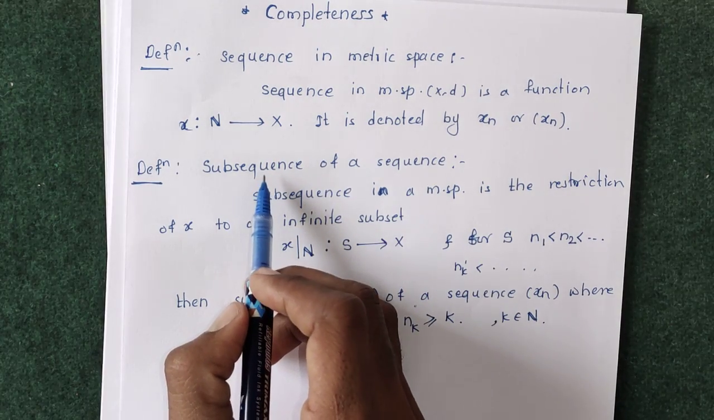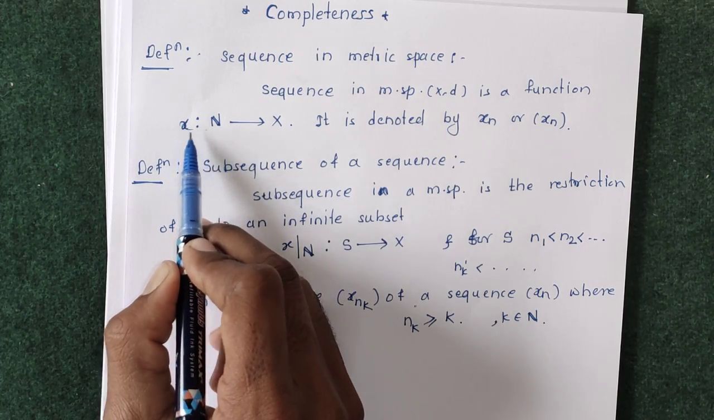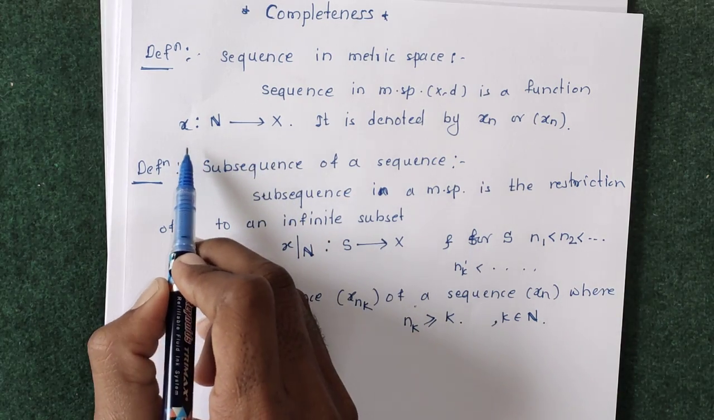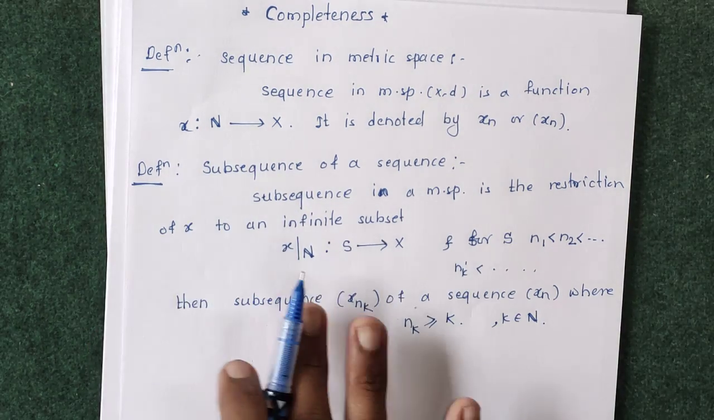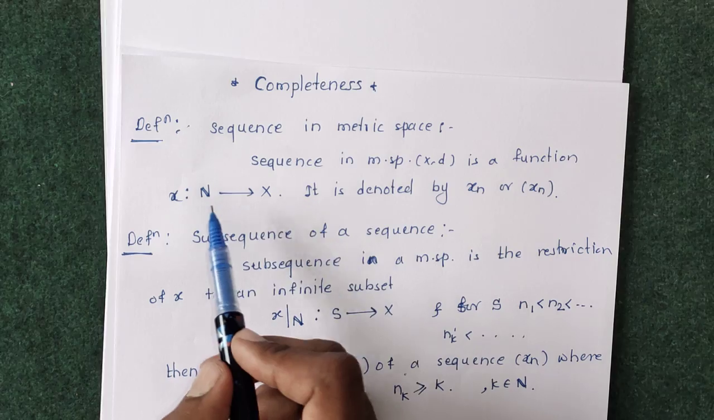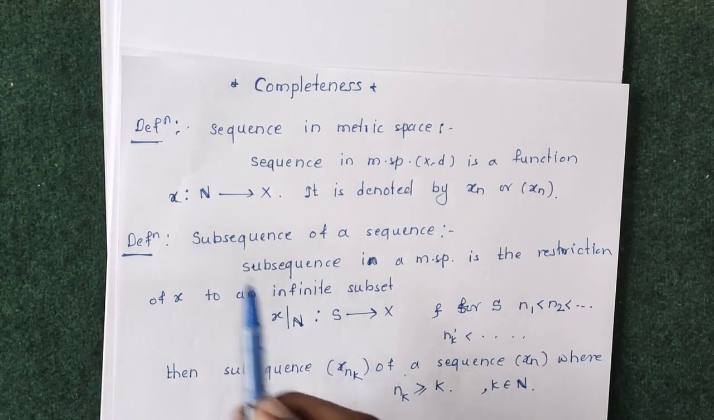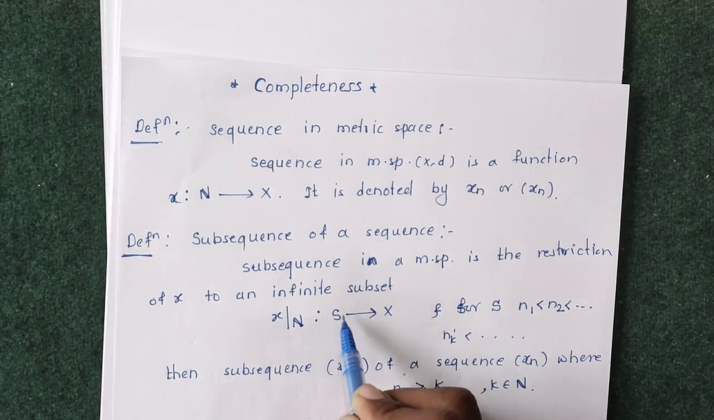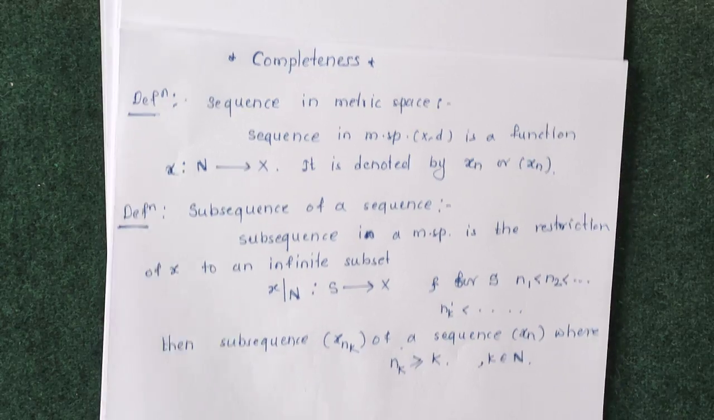The proper definition of subsequence is that we restrict this function from the set of natural numbers to X. Restriction of this function means: suppose S is an infinite subset of natural numbers, then the function from this set S to X is just a subsequence.